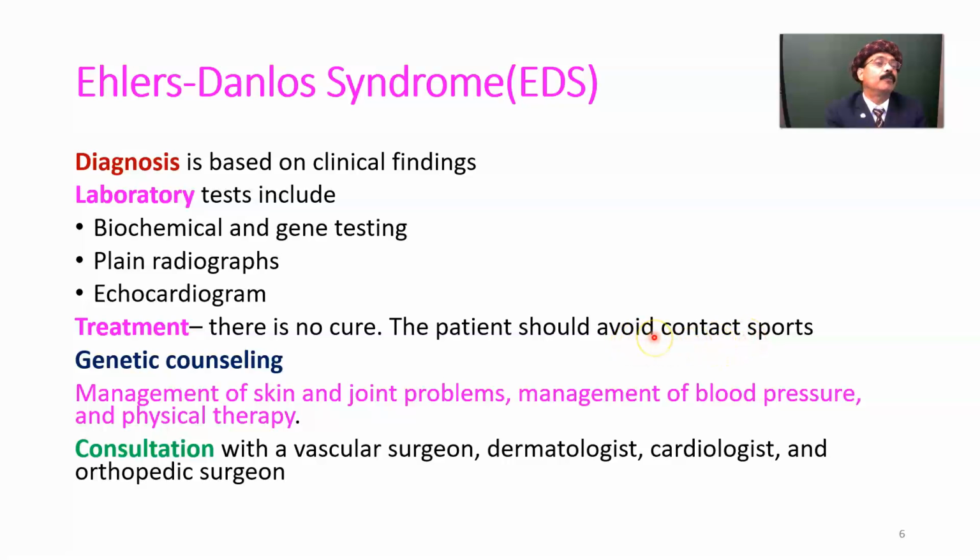And patients should also avoid pregnancy. There may be rupture of the uterus, more chance to get rupture of the uterus. Genetic counseling is very important because it is autosomal dominant, autosomal recessive. So the next generation would get the disease, Ehlers-Danlos syndrome. In autosomal dominant, there is 50% chance. In autosomal recessive, around 25% chance to get the disease. So genetic counseling is very important.